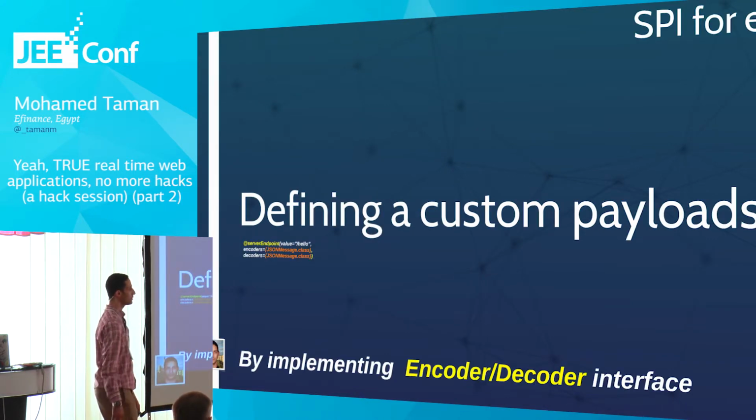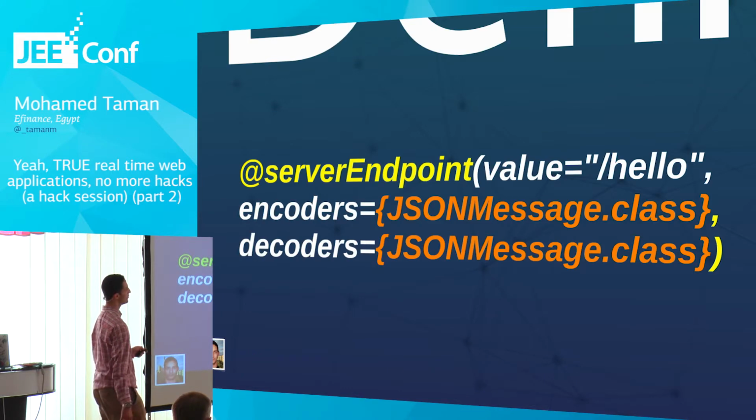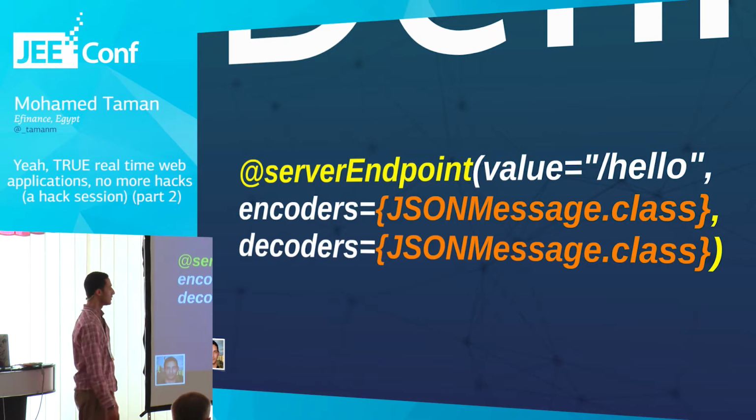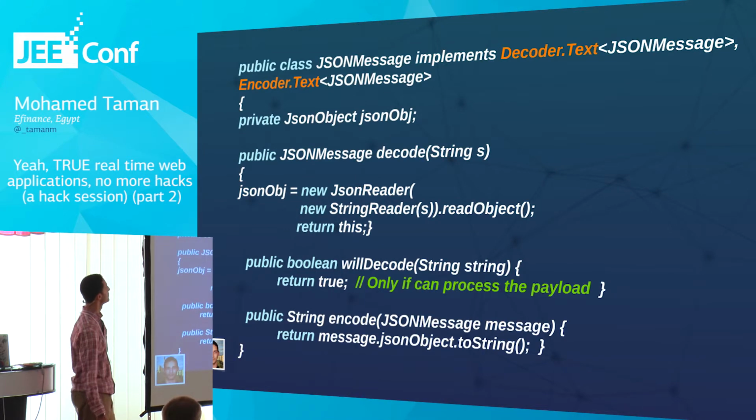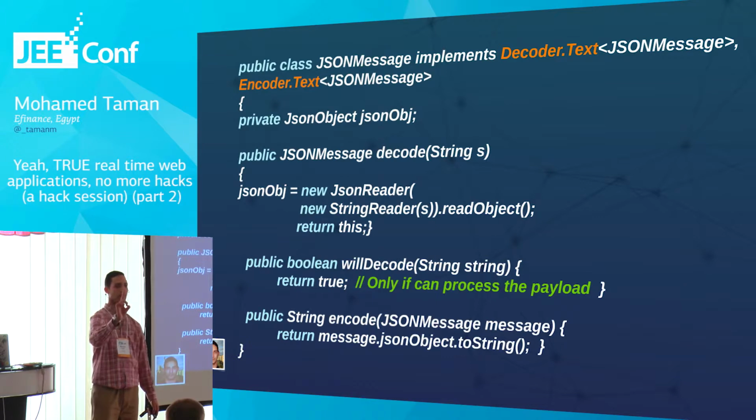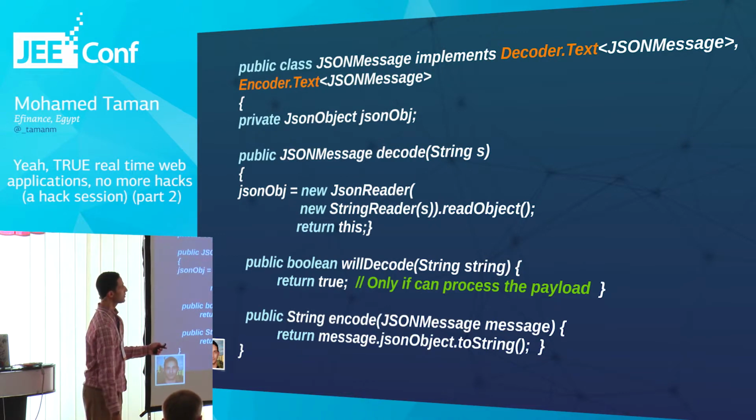How to define a custom payload. Do this on the server endpoint. Here is my value as a URL. Then define your encoders and decoders. How to define encoders and decoders? Something like this. I can put it in one class, which will handle both decoding and encoding, or you can do it in separate classes. And just here, text and binary. This is the object I would like to work with.